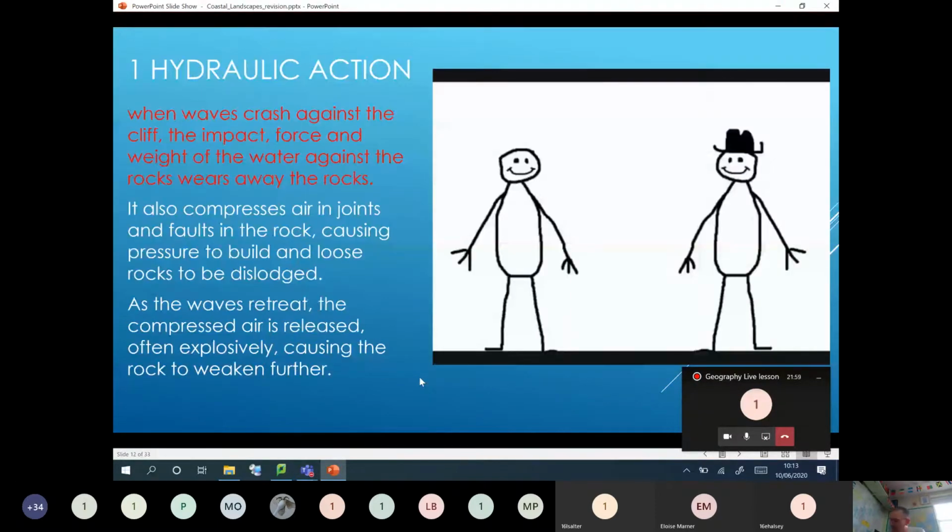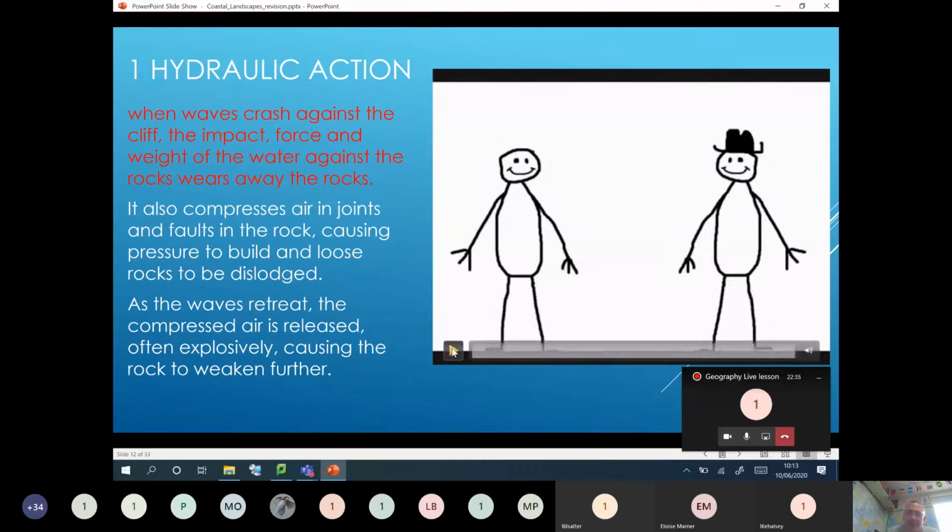You've now got underneath a table and a space for an explanation and a diagram, a space where you can be writing something down. And obviously we've got to illustrate those with our favorite animations, Disney, eat your hearts out. So you need to put down the explanation, and then draw your own little diagram in the box. So you can see hydraulic action: when waves crash against the cliff, the impact, force and weight of the water wears the rocks away.